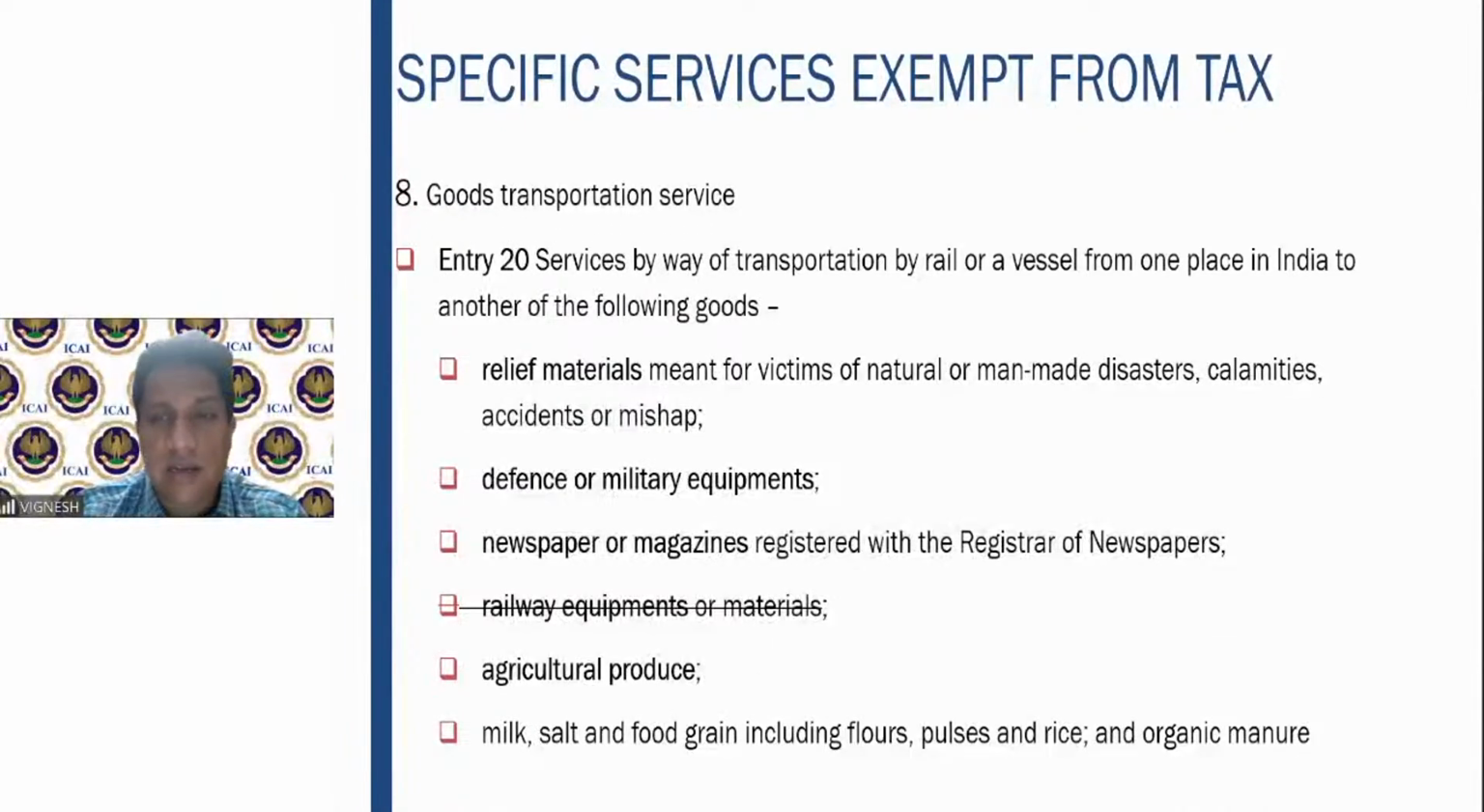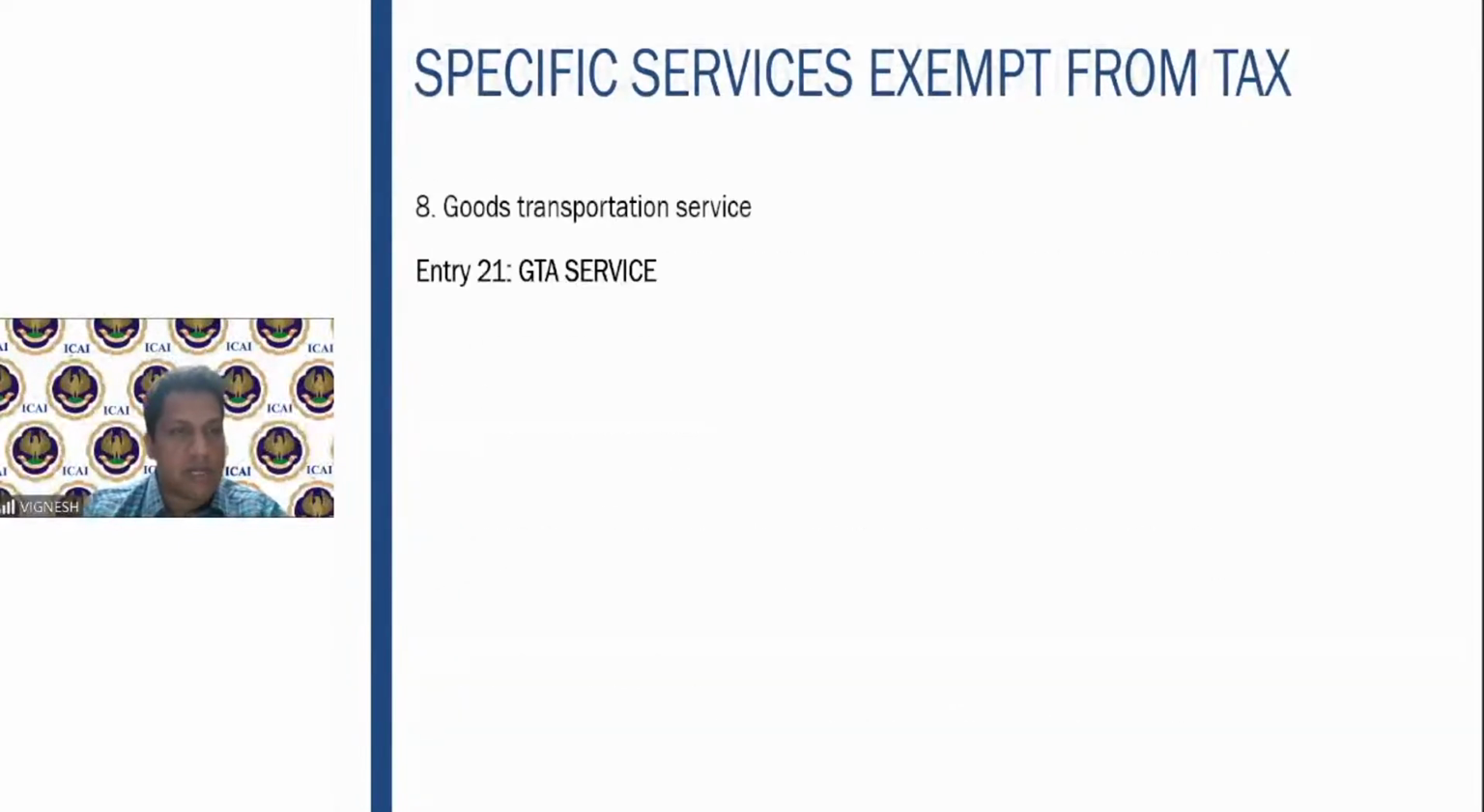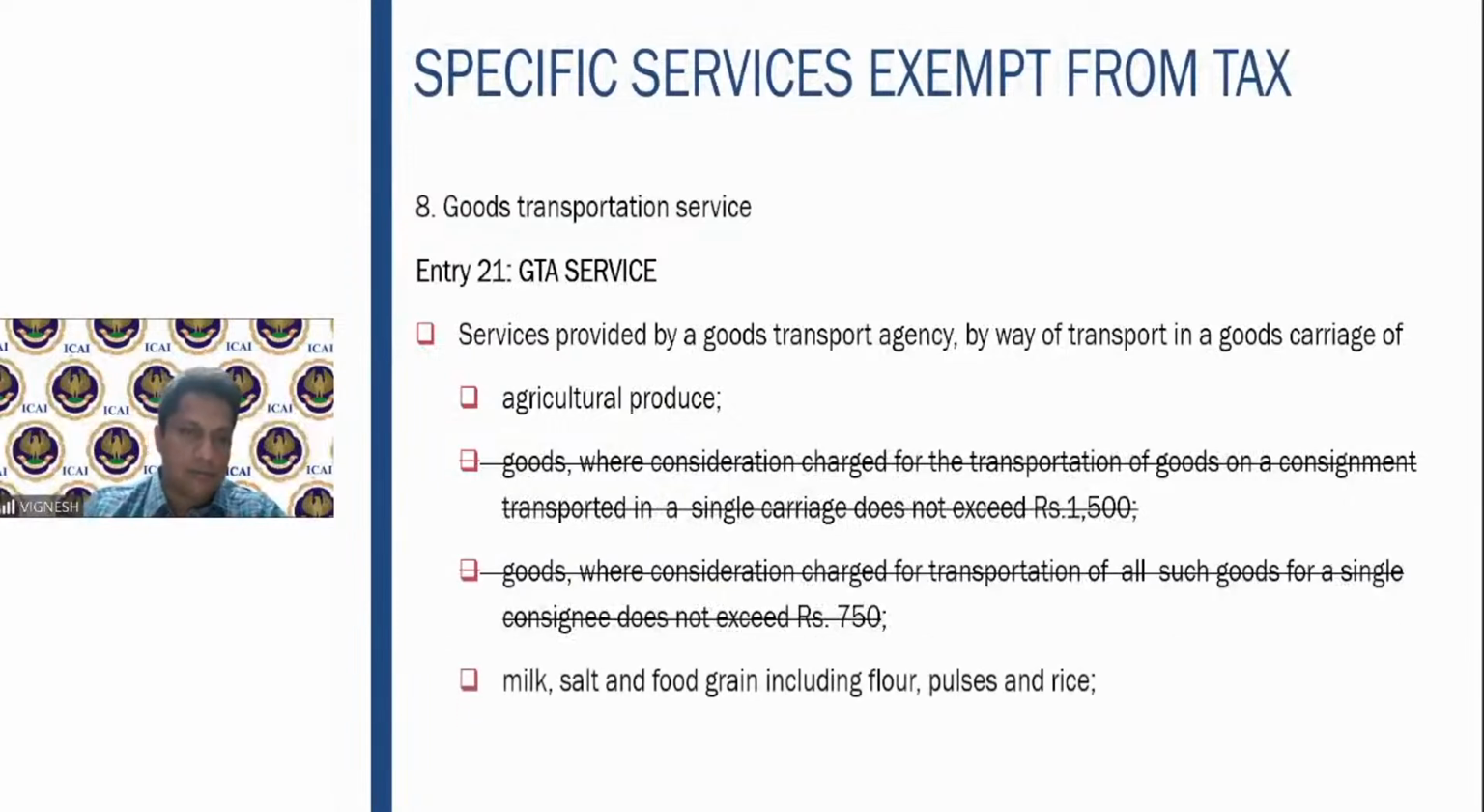Transportation by rail or vessel from one place to the other of the following goods. What all are there here? Relief material meant for victims of natural or man-made disasters, calamities, accidents, mishap, defense or military equipments, newspaper or magazines registered with the registrar, railway equipments or material, which is deleted now. Earlier it was there as an exemption. This has been deleted. So this also is an important point because an amendment has happened in this particular entry.